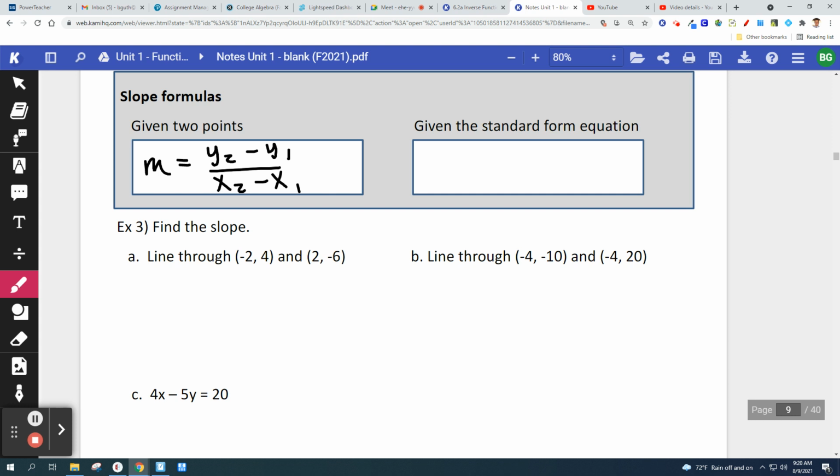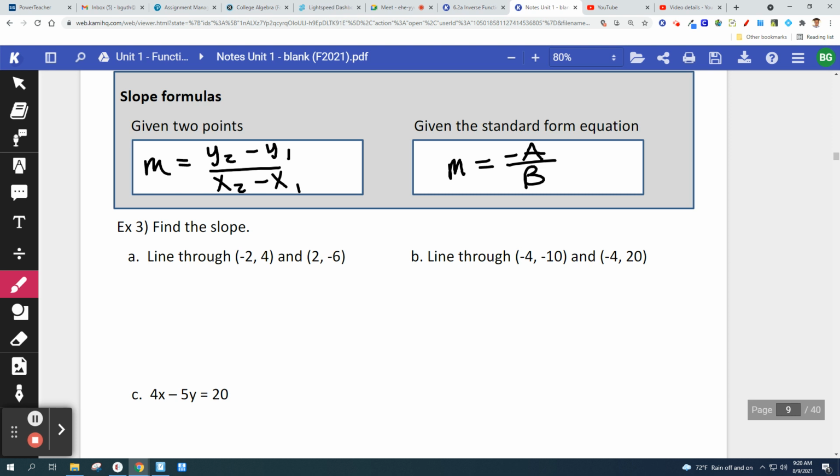But given the standard form equation, there's a different formula that you probably don't remember. m equals negative a over b. And that's a simple formula, but it's hard to remember. I don't think it's as comfortable because I've done the other one a million times. You probably haven't done that one nearly as much, maybe never. All right, so that's the way you can calculate slope if we're in standard form.